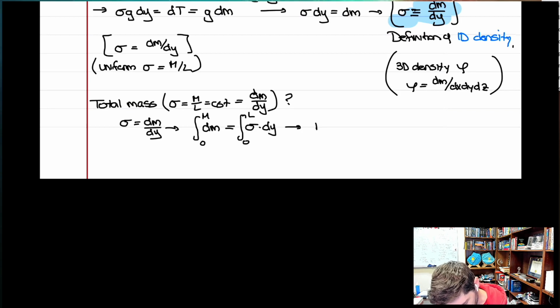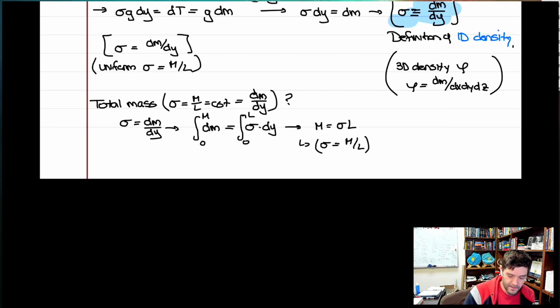The left integral is pretty easy, it's just M. Since sigma is a constant, that just equals sigma times L. And indeed, we get another derivation of what we said before, where in this case, sigma is just M over L. Or that the total mass of the rope is whatever the mass density is times the total length, in the case of a uniform rope.